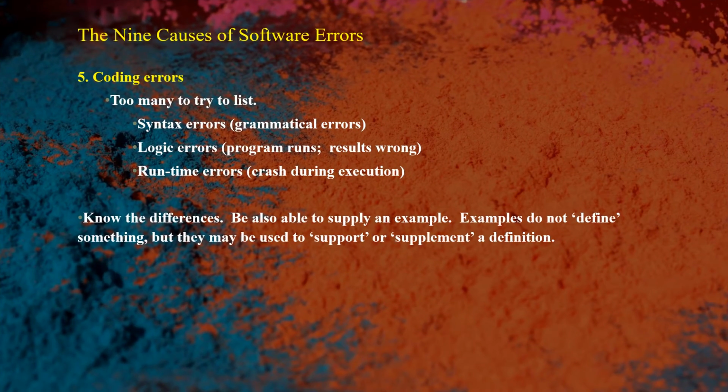Number 5. Coding errors. Too many to list. Syntax errors or grammatical errors. Logic errors, or the program runs but the results are wrong. Runtime errors, or the program crashes during execution. Know the differences. We are also able to supply an example. Examples do not define something, but they may be used to support or supplement a definition.